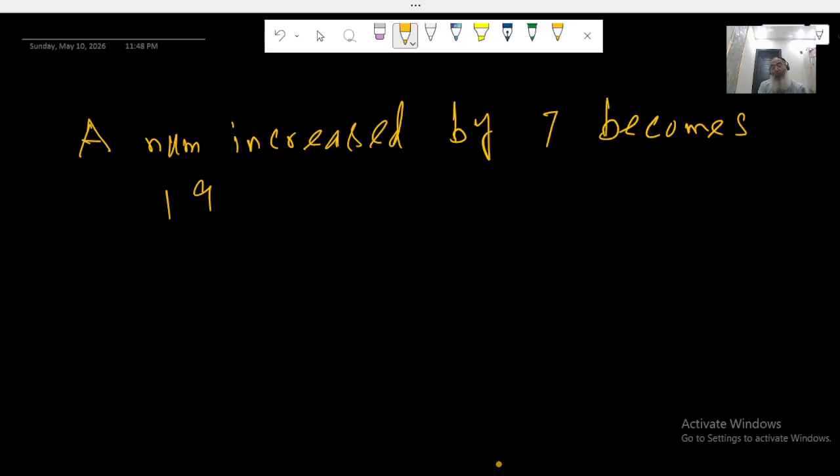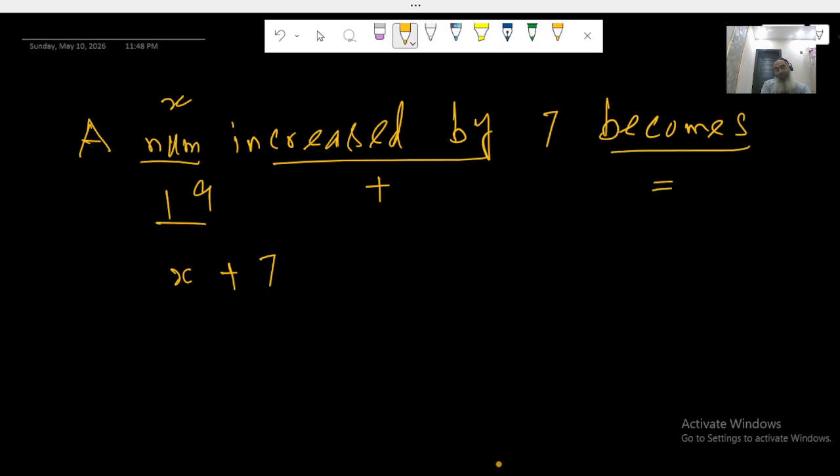So how to convert it into mathematics? Let the unknown number be x. Increased by means plus, so right here plus 7. It's not that the ultimate number is 7, it's increased by 7, the addition of 7 to that number x. Becomes means equal to, so it's equal to 19.